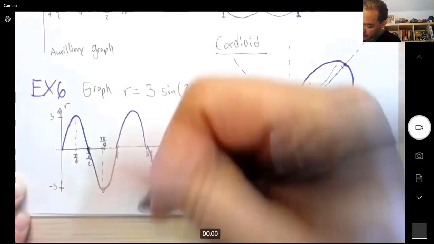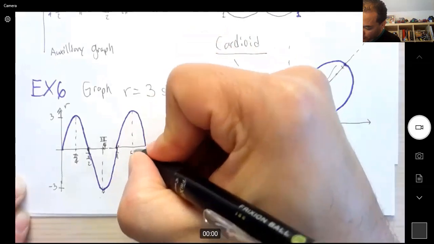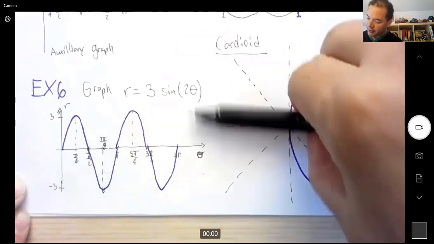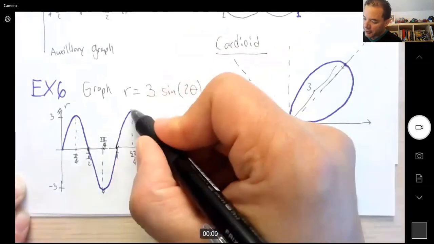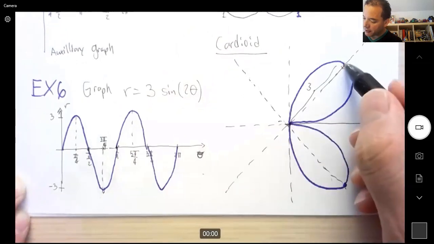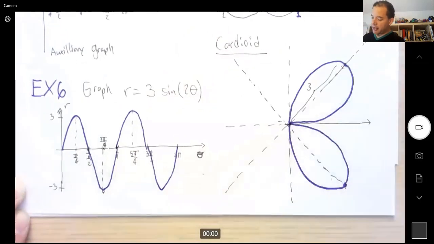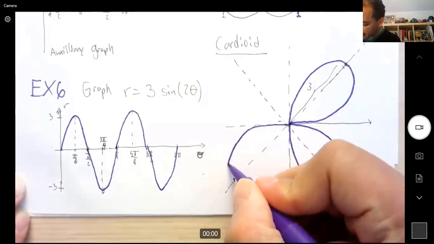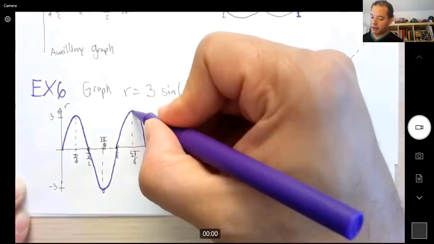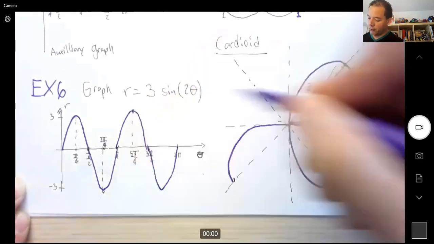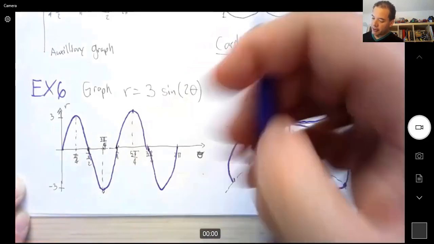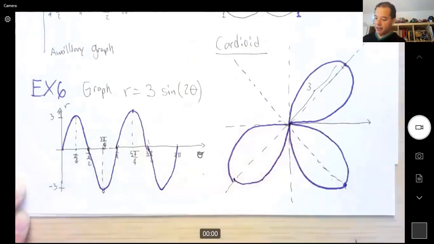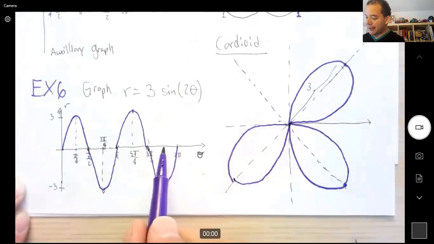From pi to 5 pi over 4. So from here to here. Now it goes from 0 to 3, the same as it happened from here to here, right? So now I actually know what's going on. From here to here in the same way, it looks exactly the same. Then from 5 pi over 4 to 3 pi over 2, from here to here, now it goes back to 0.